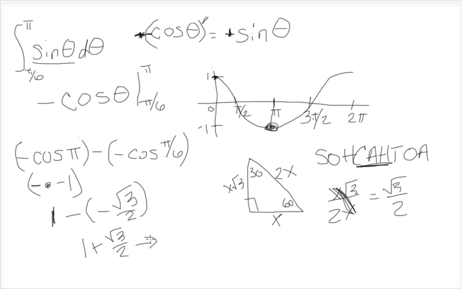We can simplify that, of course, by making 1 into 2 over 2, and this would end up being 2 plus root 3 all over 2, and that would be your final answer.